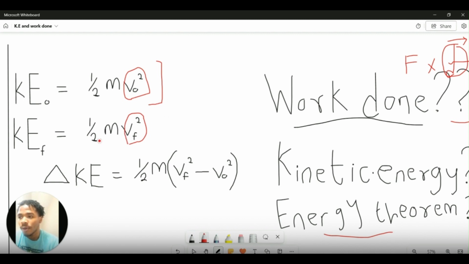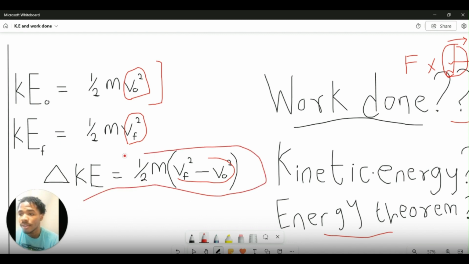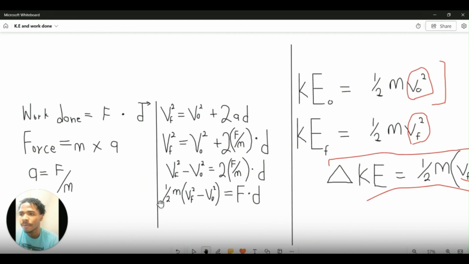the object. So that means that the change in kinetic energy will be half m times the change in the velocity squared, so vf squared minus v0 squared. That way we have created an equation for the change in kinetic energy. So the next thing we'll do is to create an equation for the work done.